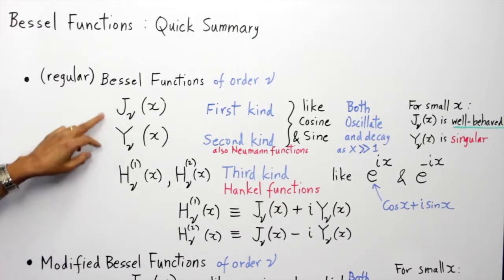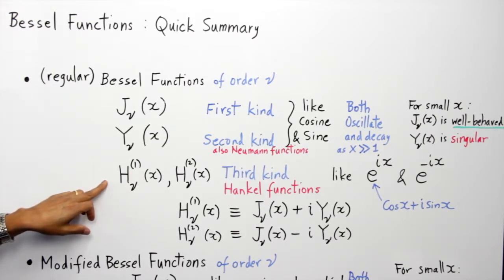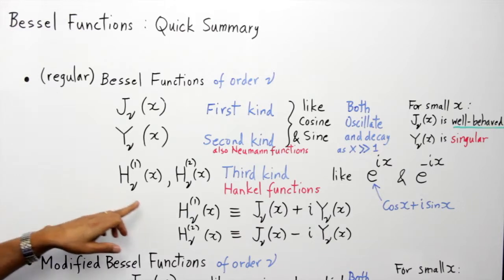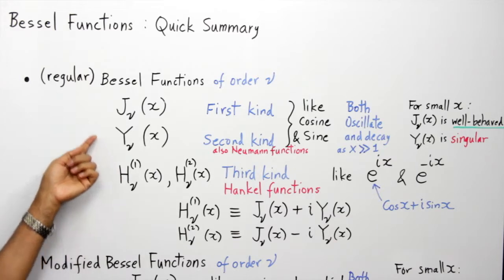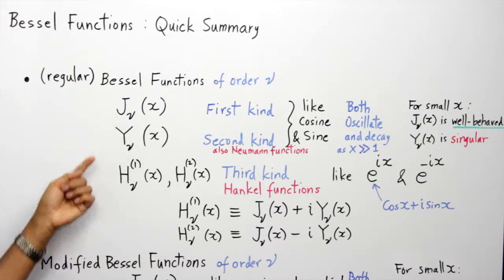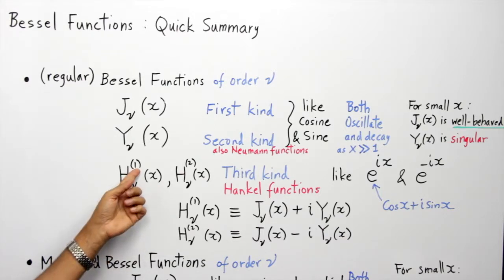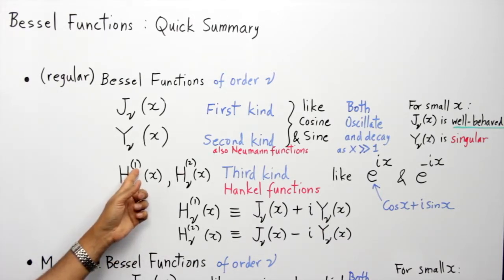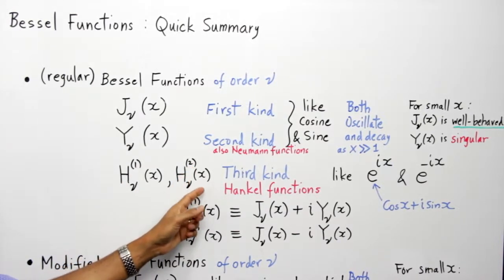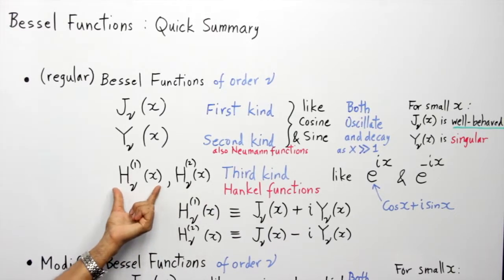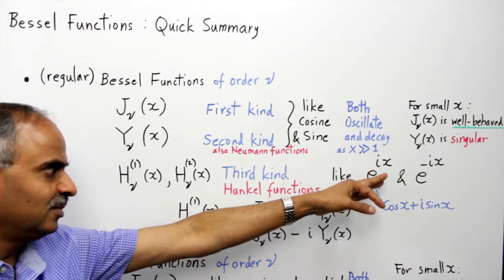Using these two functions J nu and Y nu, which are like sines and cosines, one can define complex valued functions which are called Hankel functions, and sometimes called Bessel functions of the third kind. And depending on the combinations, one can define the Hankel function of the first kind, H nu with superscript 1, and H nu with a superscript 2, and they are like exponential functions with imaginary arguments, so like e to the plus ix and e to the minus ix.